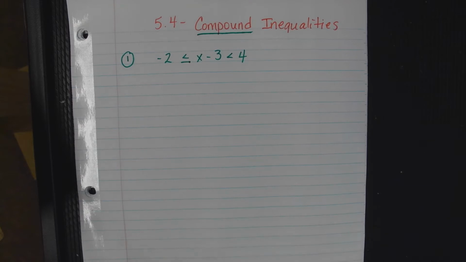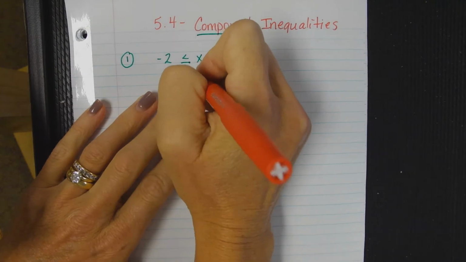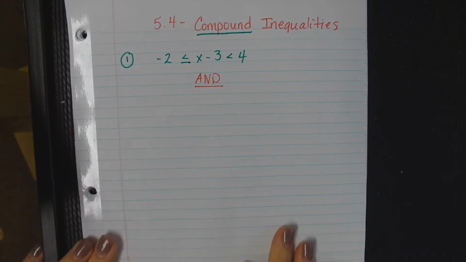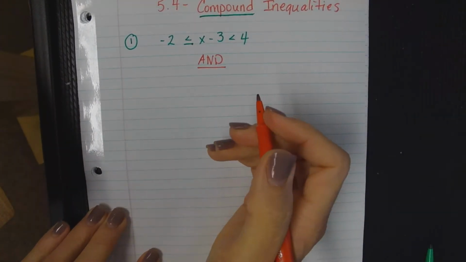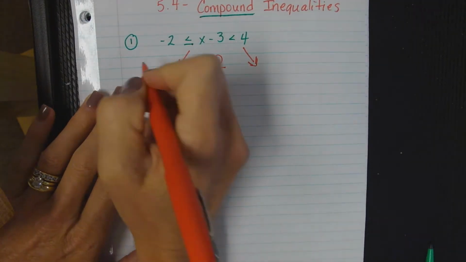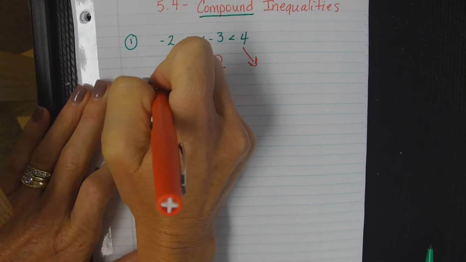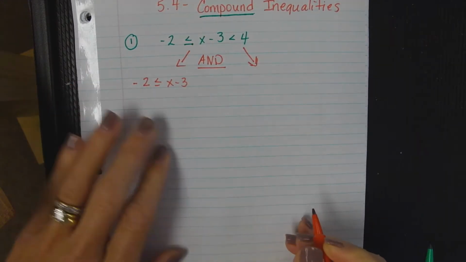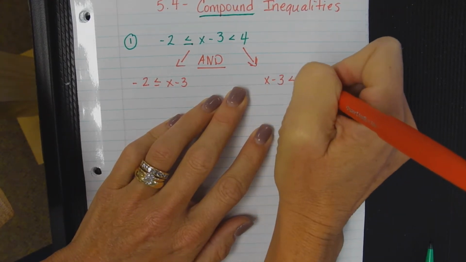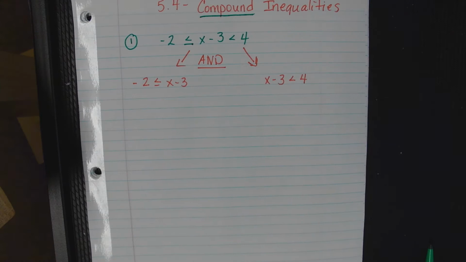What you're going to do in this kind of problem is look at this word right here. I'll come back to this, but just trust me on that, okay? What you're going to have is kind of two problems. Here you have -2 less than or equal to x minus 3. Over here, you have x minus 3 less than 4. Notice nothing changed. I basically broke this up into two problems.